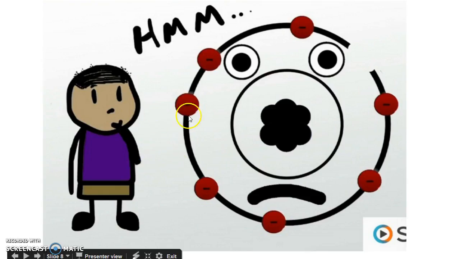So, I mean, this kid's looking at Mr. Atom, and Mr. Atom looks very unhappy. And the reason why he's so unhappy is because he has 1, 2, 3, 4, 5, 6, 7. Only 7 electrons in his outer shell. He's unfulfilled. He wants that last electron, that 8th electron, to fill his outer shell. So that is the octet rule.